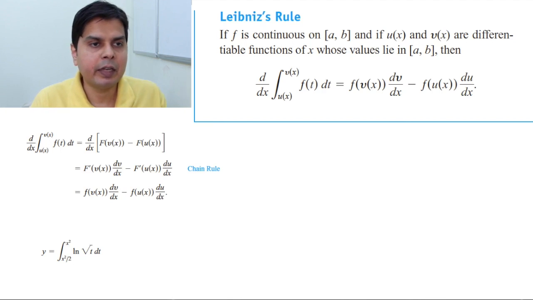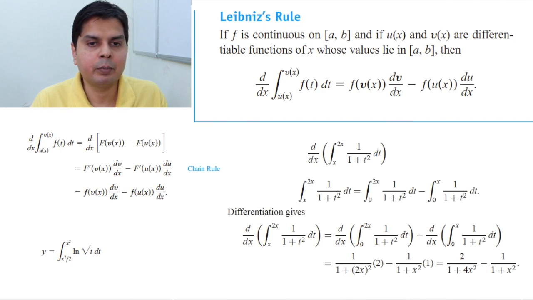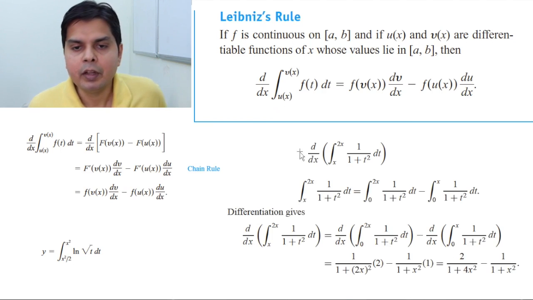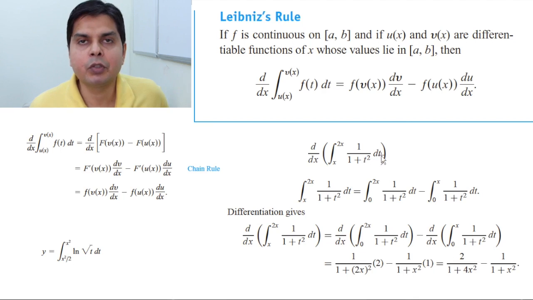Using this Leibniz rule, let me show one example. I have to find d by dx of the integral from x to 2x of 1 by 1 plus t square dt. I can write it this way also, as the integral from 0 to 2x minus 0 to x. I can use this method also, by breaking. So the 0 to 2x part will become 1 by 1 plus (2x) square times 2, minus 1 by 1 plus x square times 1. So this will be the answer.